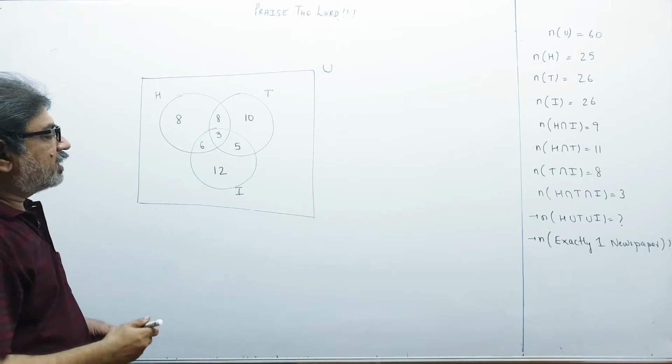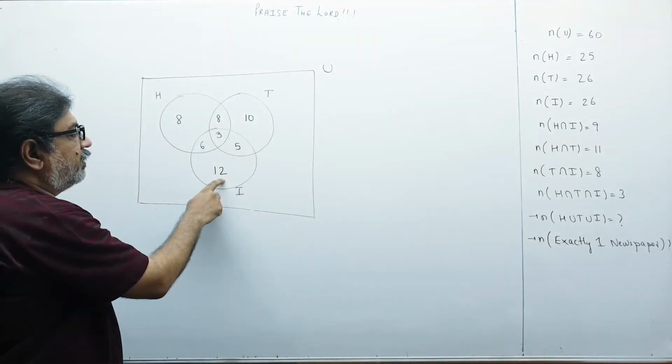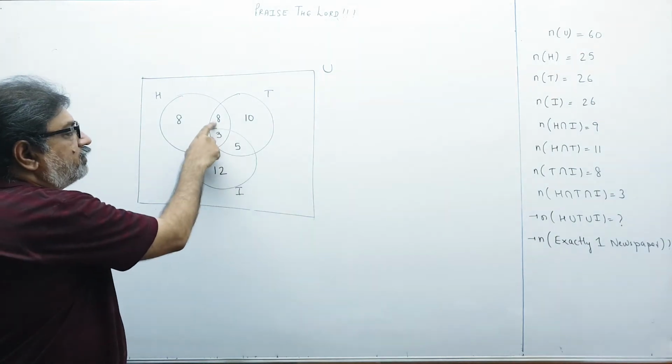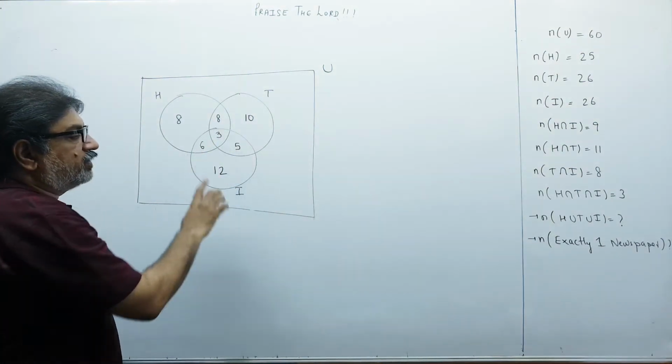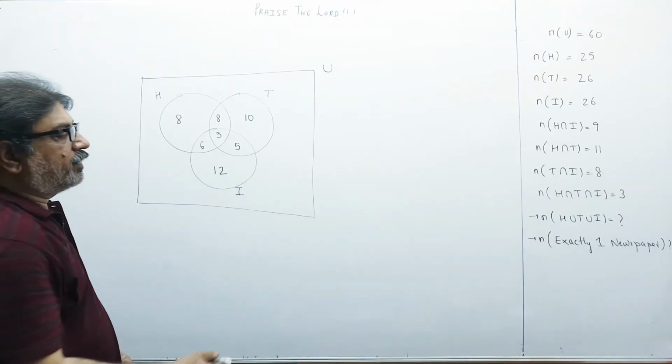Now let us add them, children. 8 plus 10, 18, 18 plus 12, 30, 36, 44, 49, 52. 52 are inside the circle. Totally 60 people. So here are 8.